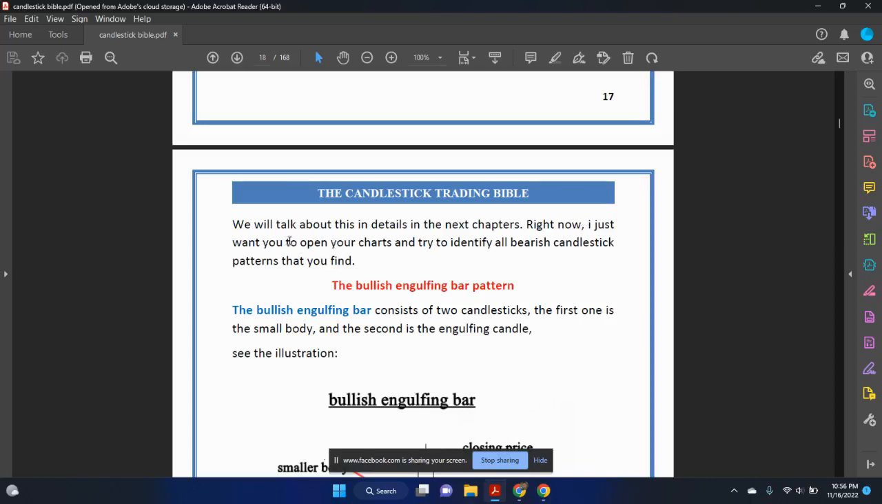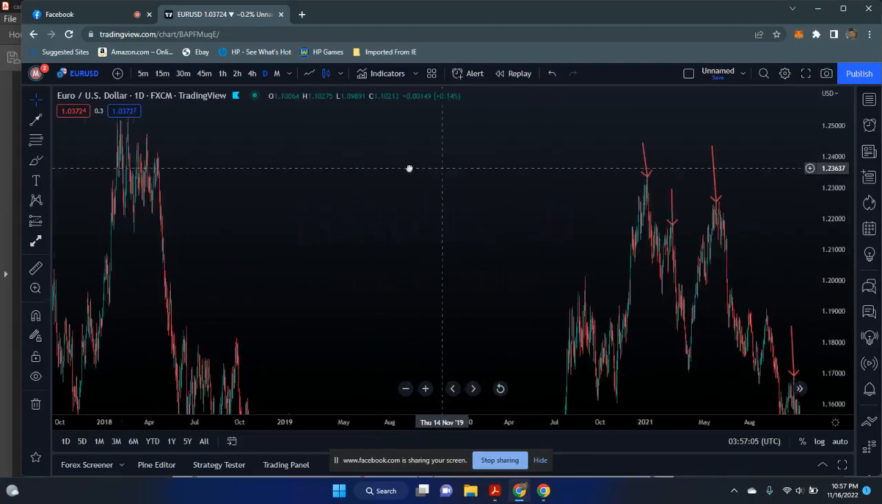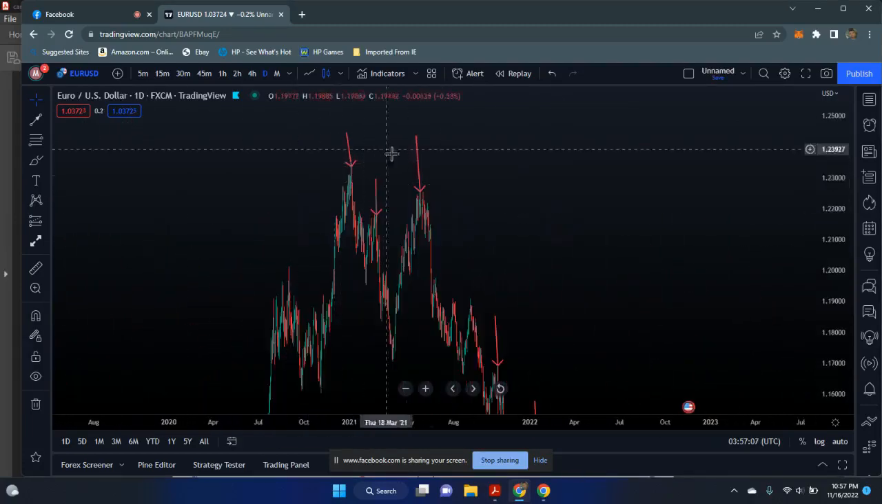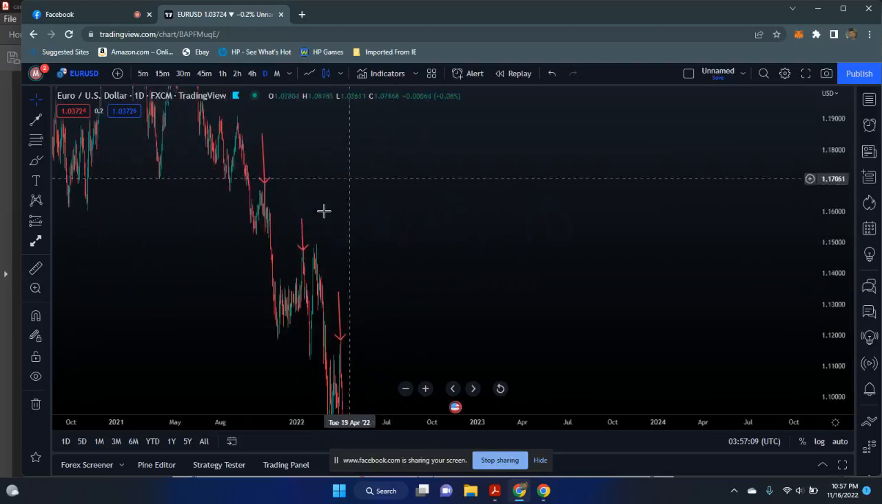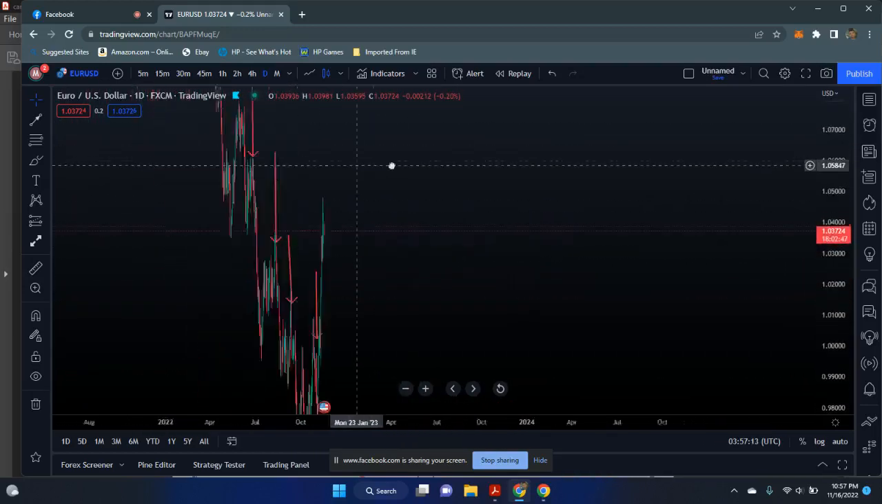Right now, I just want you to open your charts and try to identify all bearish candlestick patterns that you find. So we did find some in EU. We actually found a couple. Okay, good couple of them. 1, 2, 3, 4, 5, 6, 7, 8, 9, 10, 11.